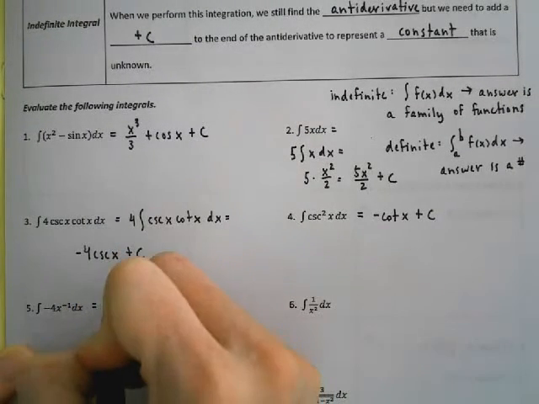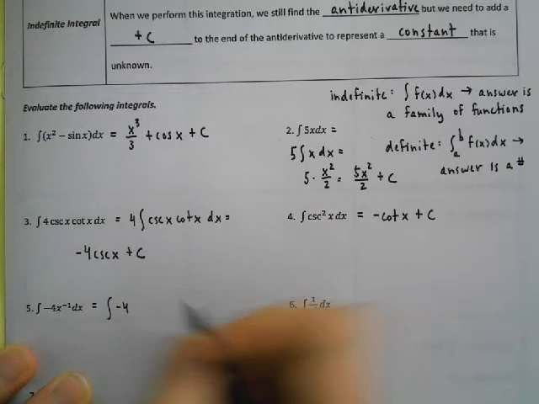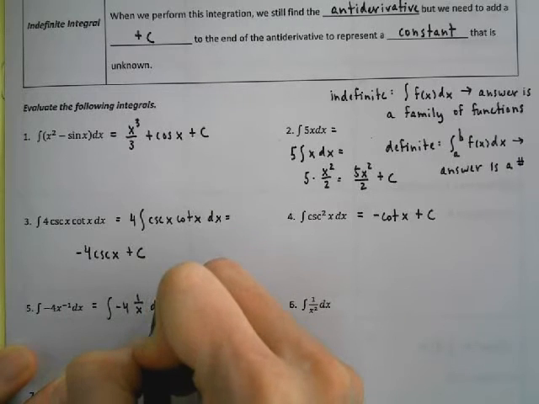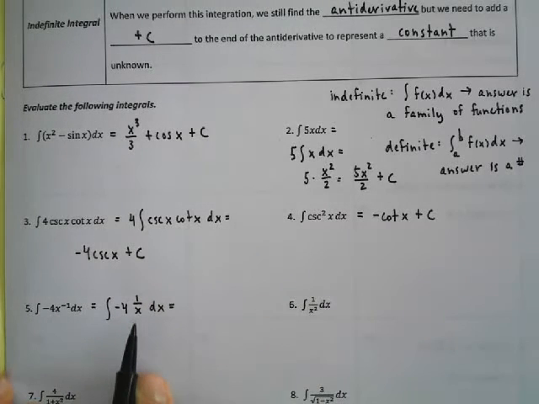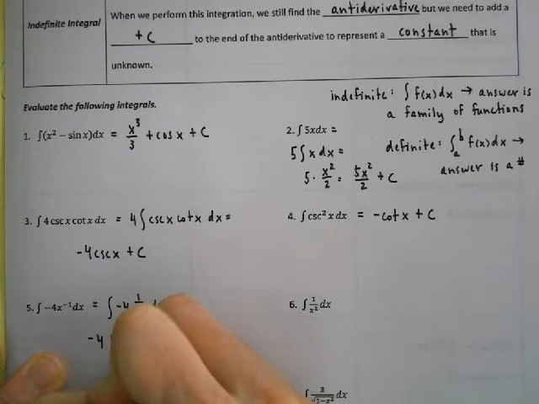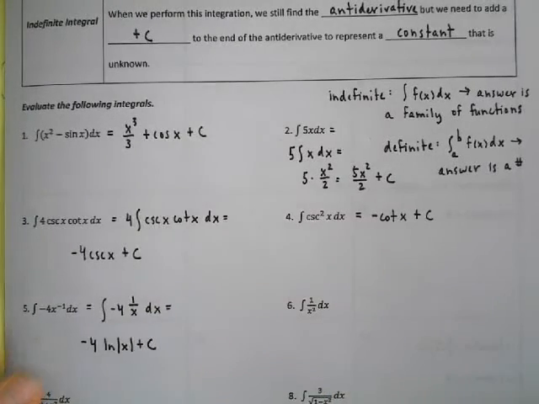For number 5, I'm going to rewrite this so it's a little more familiar. I have negative 4, x to the negative 1, which is just 1 over x, dx. And so now hopefully we know the antiderivative of 1 over x. We're just going to have negative 4 times the natural log of the absolute value of x plus c.